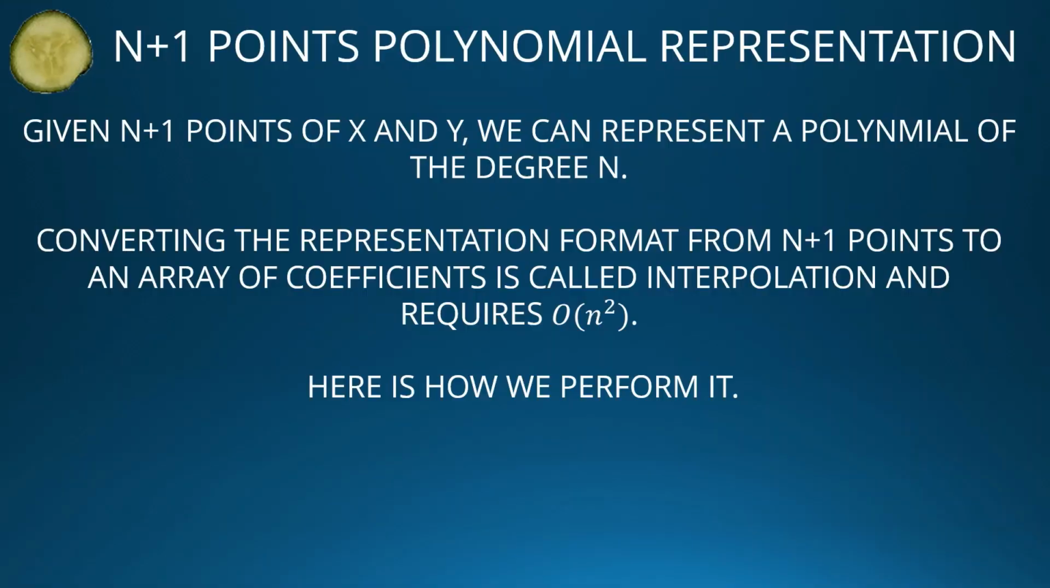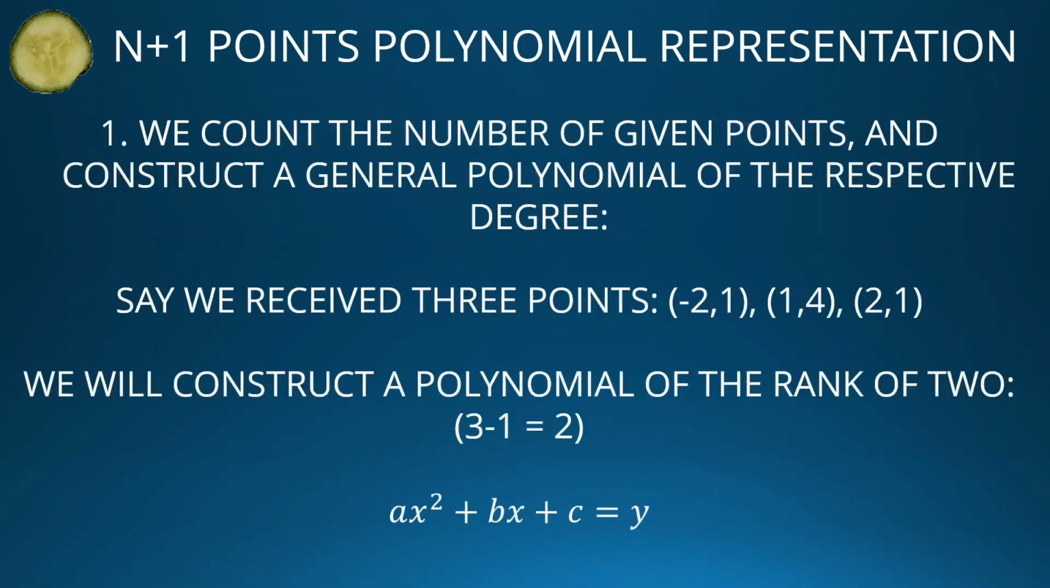The n+1 points polynomial representation: given n+1 points of x and y, we can represent a polynomial of degree n. Converting the representation format from n+1 points to an array of coefficients is called interpolation and requires O(n²). Here is how we perform it.